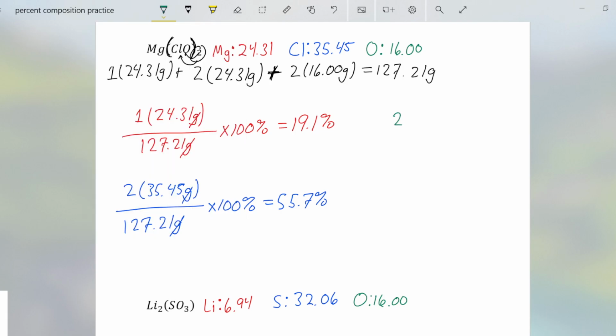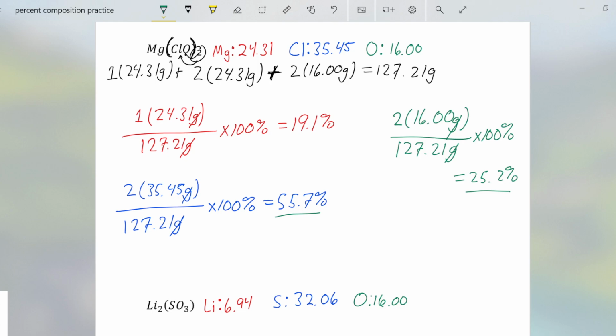And one more atom there, that's the oxygen. We take the number of oxygens, which is 2. There are 2 oxygens in the magnesium perchlorate. I multiply that by the mass of oxygen, 16 grams, and divide by 127.21 grams, which is, again, the molar mass. And multiply by 100, of course. The answer I get is 25.2%.